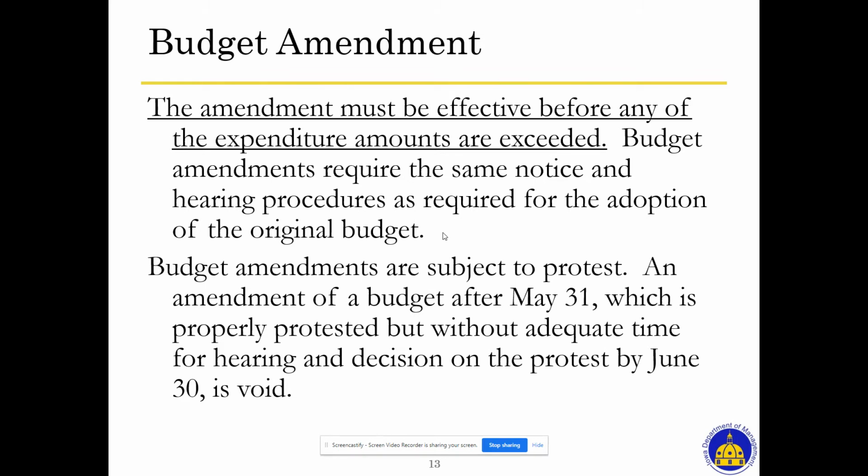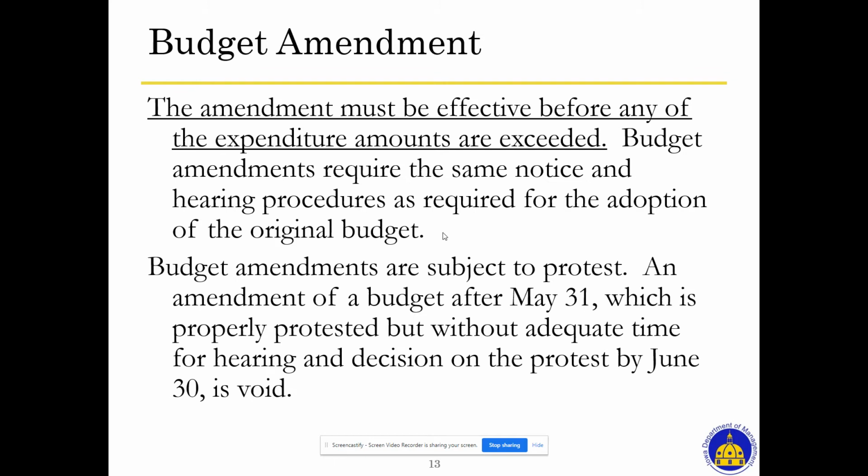Budget amendments are also subject to protest, just like a regular budget, and an amendment of a budget after May 31st in a year, which is properly protested but without time for hearing and decision on the protest by June 30th, is void. So all that means is obviously you can amend any time during the current year you're in. You can amend that current year budget during that time.